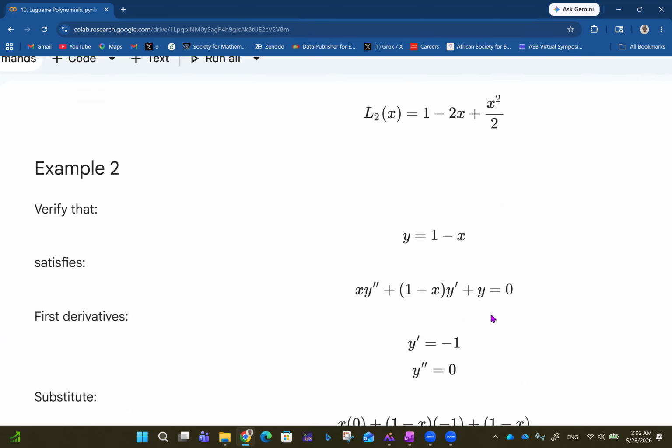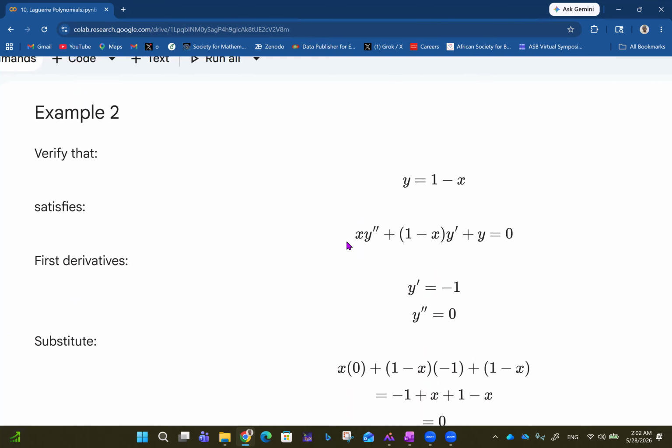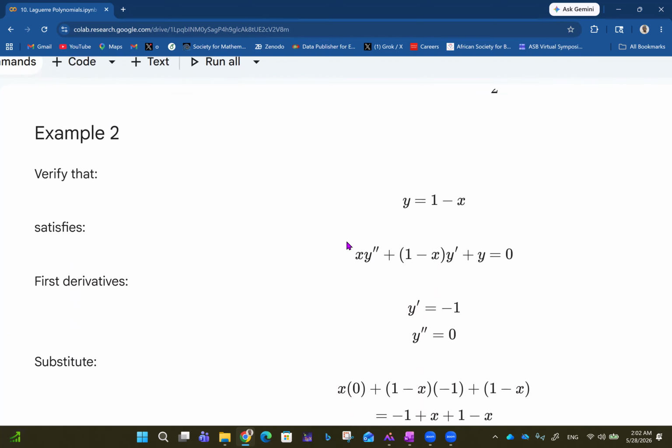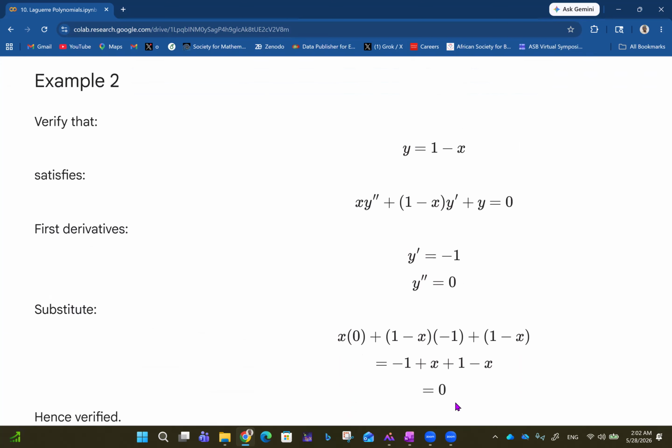Now we have example 2. Verify that y equals 1 minus x satisfies the Laguerre equation. First derivative, differentiate this, you get minus 1. Second derivative, you get 0. So that means x times 0 plus (1 minus x) times (minus 1) plus y itself, which is 1 minus x. If you tidy all of that up, you get 0. And that is verified easily.